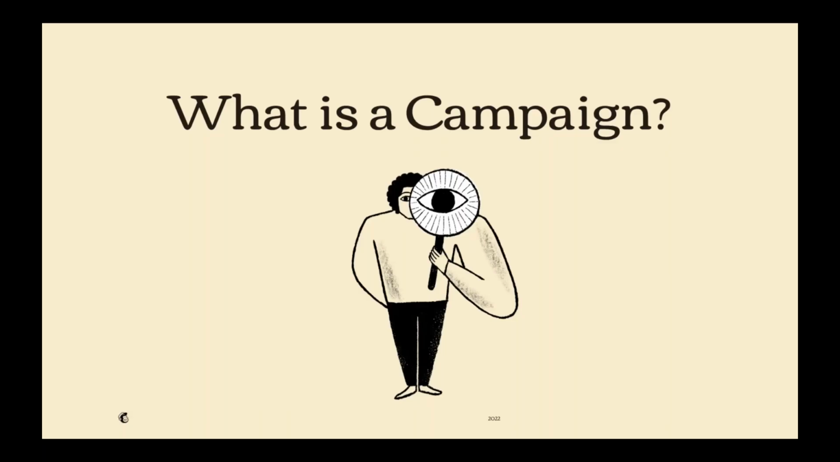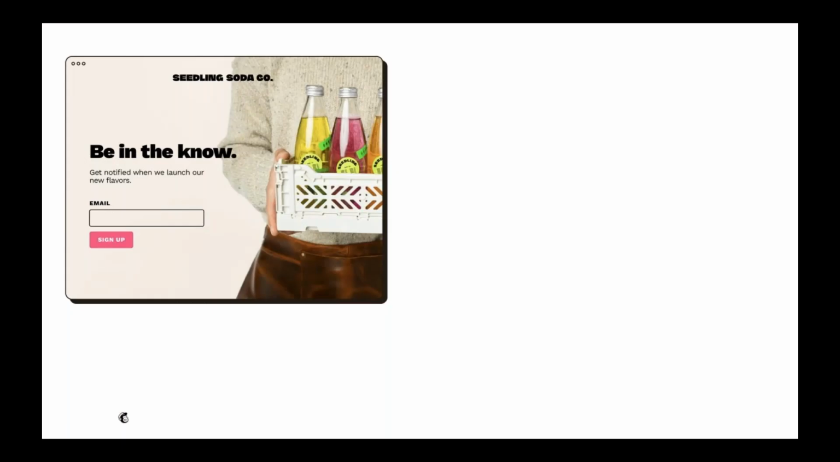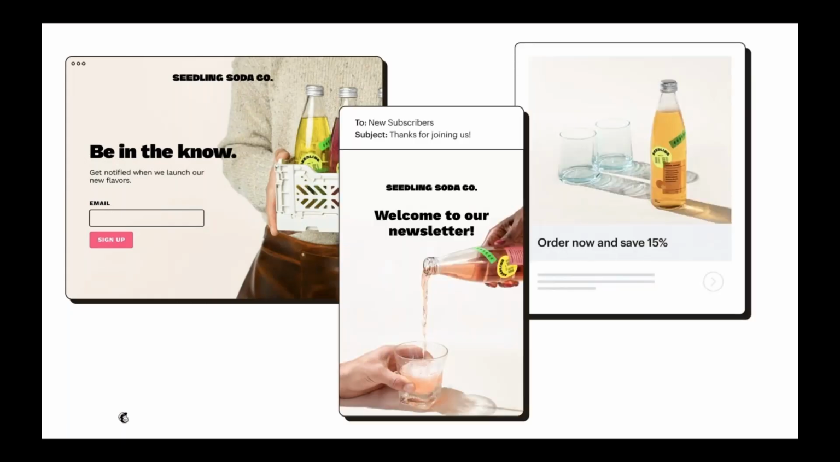But first, what exactly is a campaign? A campaign is any content that's created, distributed, and measured through Mailchimp. So you can think of them as any ways that you share marketing content with your audience, whether it's a monthly newsletter or an upcoming sale. Most people think of campaigns and think of email, which will be the focus of today's webinar. But campaigns also include landing pages, ads, and recurring email series, which are called customer journeys in Mailchimp, as well as so much more.